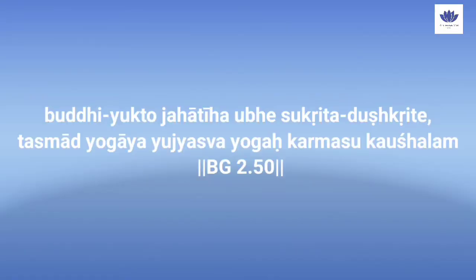Siddh asiddhyo samo bhutva. Siddh means success. Asiddhyo means failure. Samo bhutva, consider them sama, equal. Right? Samatvam yog uchyate. Samatvam means being equanimous. Such equanimity is called yoga. Another definition of yoga in Bhagavad Gita is buddhi yukto jahatiha ubhe sukrit dushkrite tasmad yogaya yujyasva yogah karmasu kaushalam.